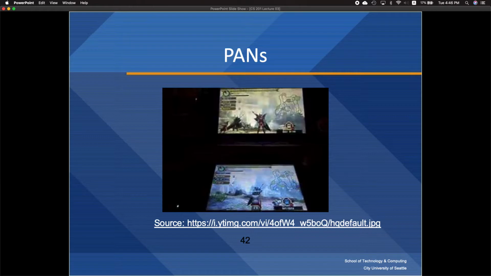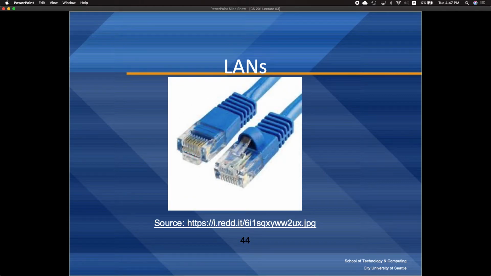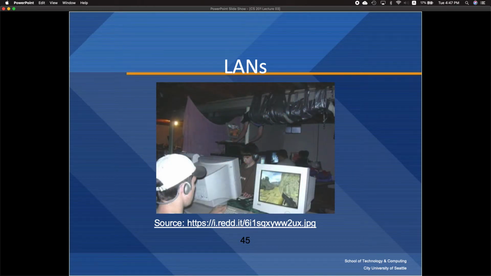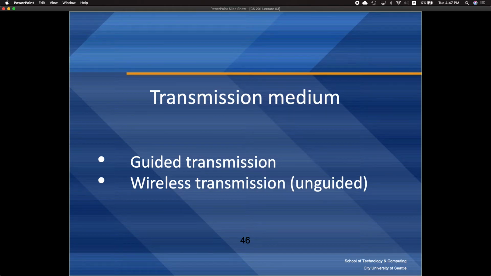And this one is kind of dark, but I think this is a PSP, where gamers can play with one another. And you all know the modem and the Ethernet cable. And also, if you happen to be in this generation where people still flock to computer shops, they're using LANs, local area networks. Okay, transmission medium, there will be guided and wireless.